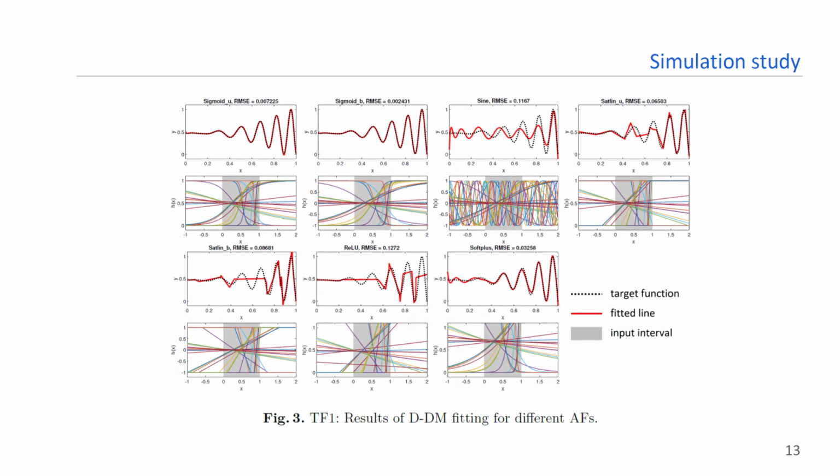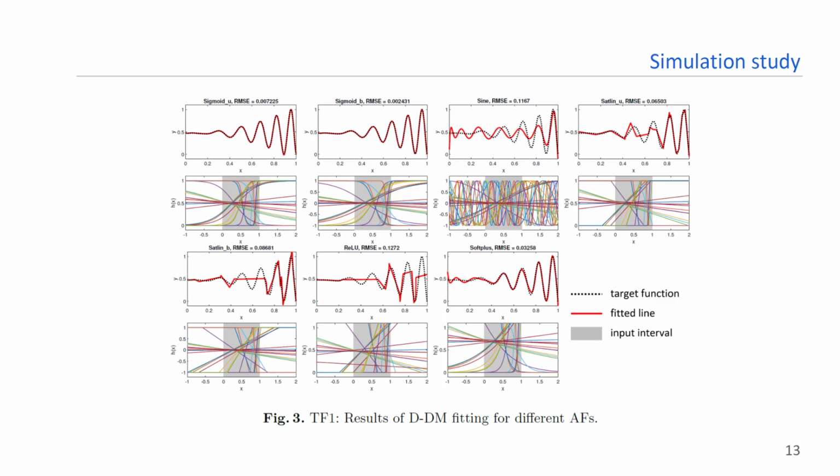Look at the results of TF1 fitting. The network included 30 hidden nodes, and the neighborhood size was 2. The activation functions distributed by DDM in the input interval from 0 to 1, shown by the gray field, are shown in the lower panels. As you can see from this figure, the slopes of the activation functions reflect the target function slopes.